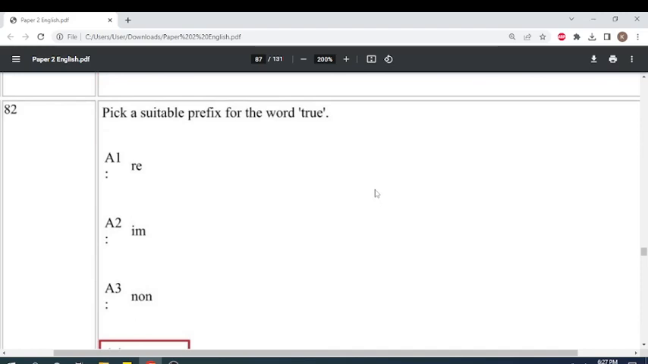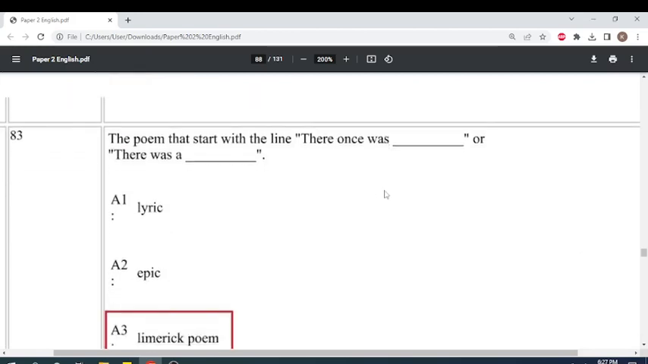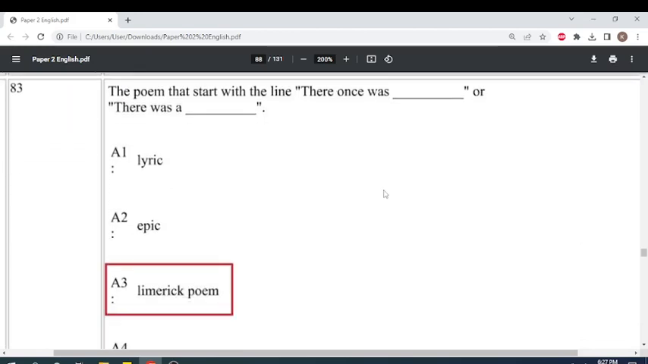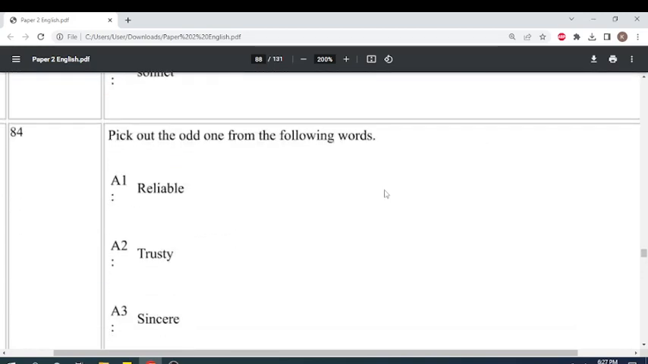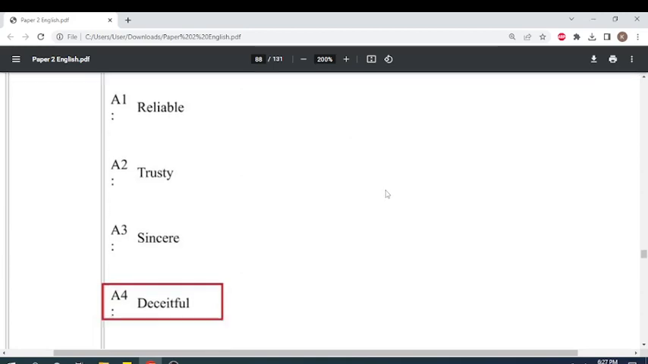8. Pick a suitable prefix for the word true. Answer: un. The poem that starts with the line There once was dash, or There was a dash. Answer A3, limerick. 84. Pick out the odd one from the following words. Answer A4, deceitful.